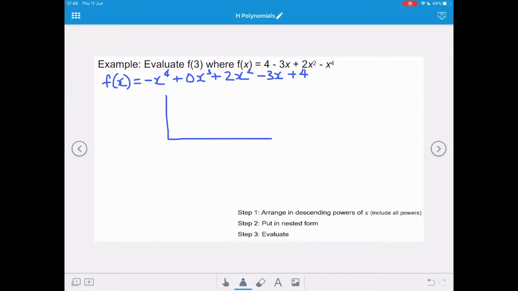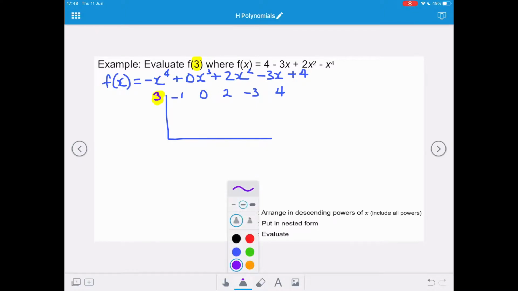Next, we need to draw our grid. And we need to put the coefficients of our powers of x inside our nest. So the coefficient of our x to the power of 4 term is negative 1. Our x cubed term is 0. Our x squared term is 2. Our x term is negative 3. And our constant term is 4. Then we want to evaluate f of 3. So our 3 is what goes outside our nest, and so we're going to write the 3 in here.